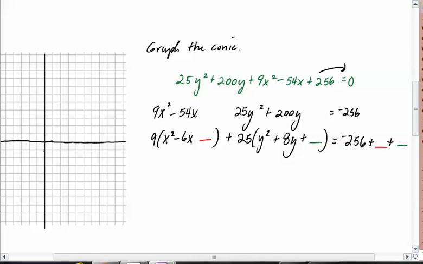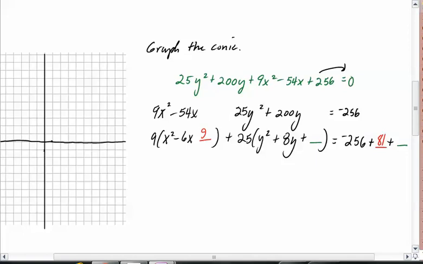Okay, so let's see. Half of 6 is 3, squared is 9. So I'm going to place a 9 here. But the reason I'm not going to put a 9 here is because I didn't really place a 9 on the left. I really placed a 9 times 9. I really placed an 81. So I'm going to put an 81 here. In other words, if I remove the parentheses, what's going to be in that third position right here is an 81 that I really put in that equation. So I have to put that on the right side.